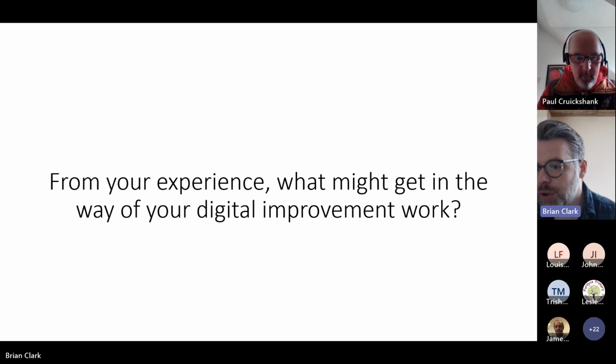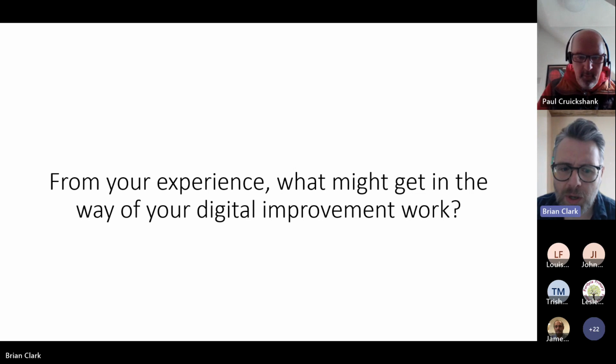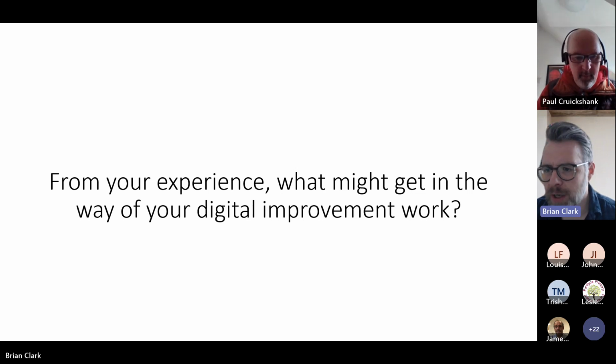In the chat, or stick your hand up if you want to come in and speak. Think about your experience of improvement in general, and then about what you want to achieve with your digital work. What are some of the things that get in the way of your improvement journey? We've all had improvement plans and set goals, and then things haven't quite worked out the way we wanted. If you think of some of the reasons why they don't work out, that would be great to hear. So type something in the chat or stick your hand up, that would be fabulous.